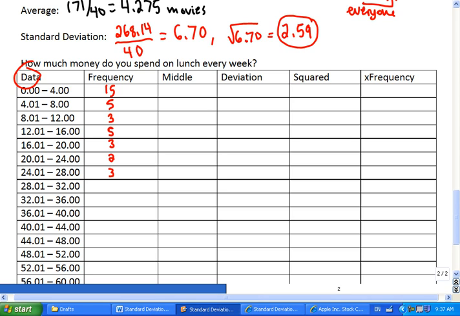Paul, yeah, you got a suggestion? Yeah, we're just going to use the middle of everybody. So we'll say, I don't know if it was $0 or $4, but I'm going to guess that it was $2. I don't know if these people in the next column spent $4 or $8, but I'm going to say they probably spent about 6. They probably spent about 10. They probably spent about 14.